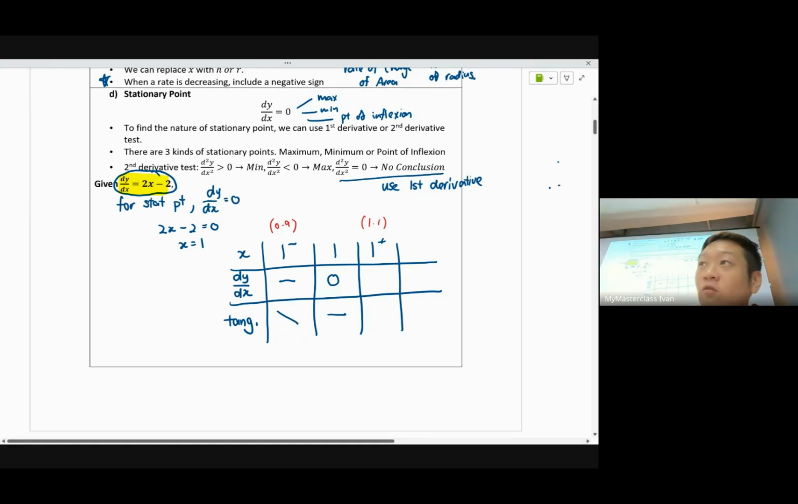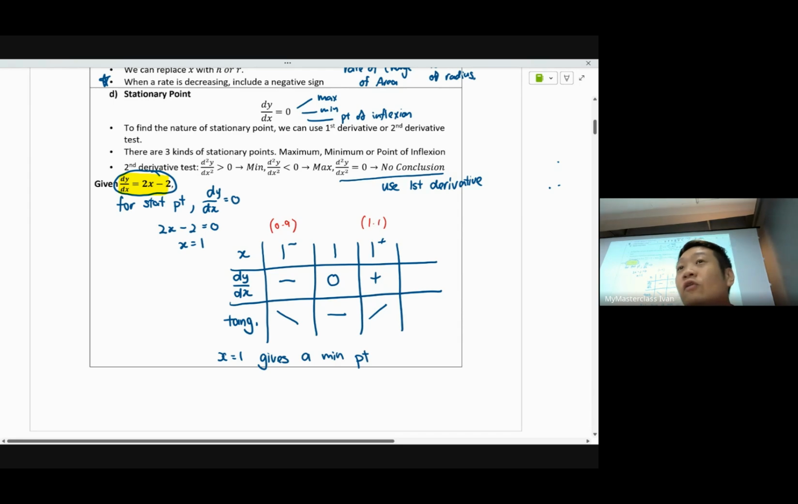For 1 plus, 2 times 1.1. You can use a calculator if you are weaker. 2 times 1.1 is 2.2, minus 2, you get positive, and then the tangent goes upwards. In this case, what point is this, maximum or minimum? Minimum. So x equals 1 gives a minimum point. This is called the first derivative test.